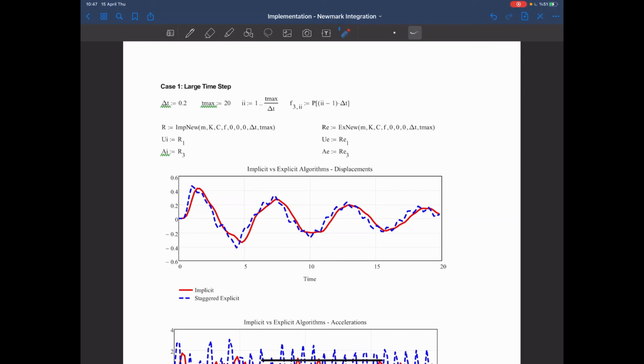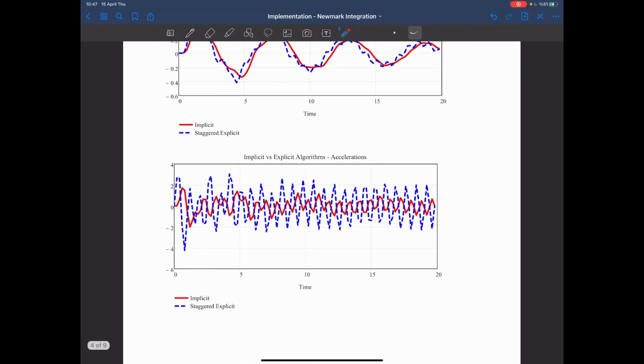They are different, but not very different. But when you look at the acceleration, we see a significant difference. The maximum acceleration of the implicit algorithm is around 2, but I get almost 2 times larger accelerations in the explicit one. And we see a significant difference in the accelerations. Again, I'm plotting these graphs for the second degrees of freedom.